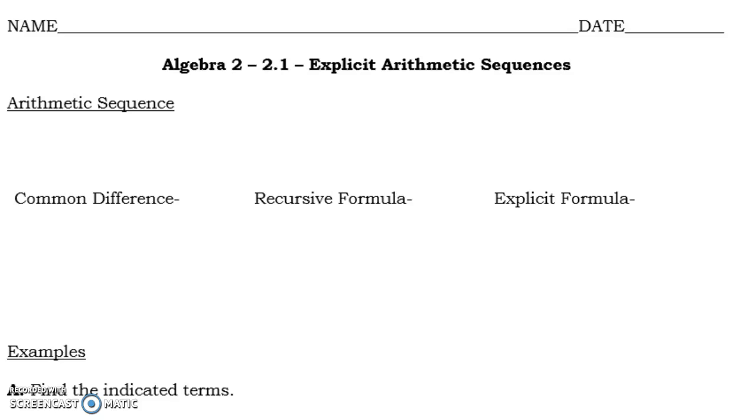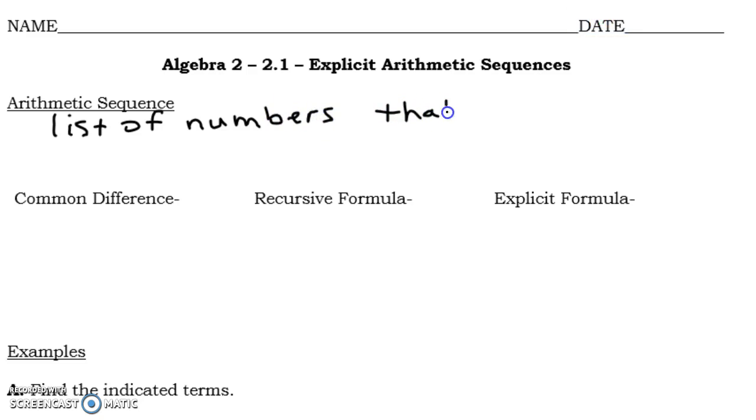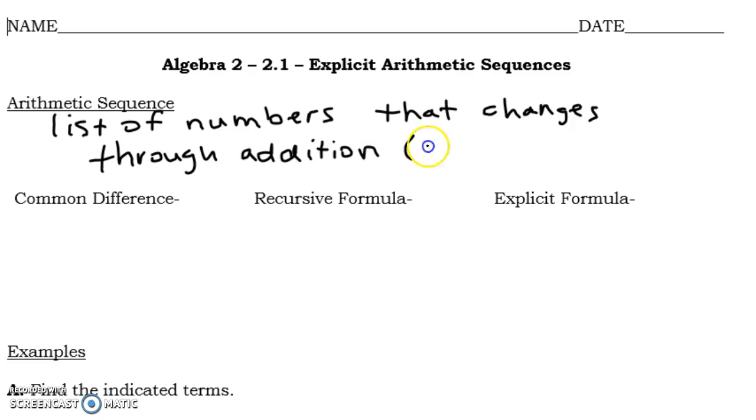This is Algebra 2, Lesson 2.1, Explicit Arithmetic Sequences. So we've already been talking about arithmetic sequences, and that is a list of numbers. That would be a sequence. The arithmetic portion of it is that it changes through addition. Now remember, we can always add a negative number, and that's really the same thing as subtraction.